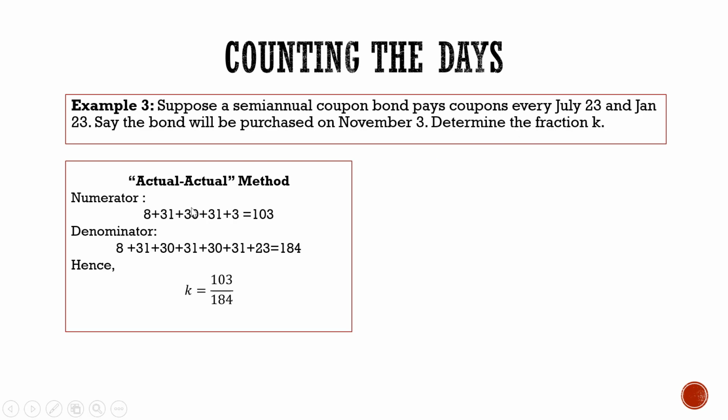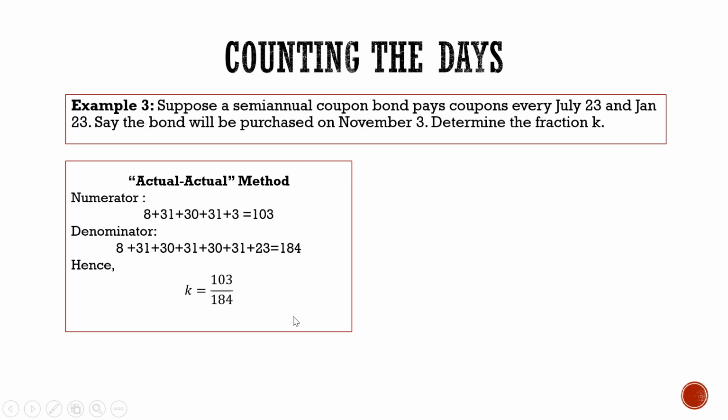from July 23rd to July 31st, we have 8 days. From July 31st to August 31st, we have 31 days. From August 31st to September 30th, we have 30 days, and so on until November 3rd. At the denominator, we calculate the number of days between July 23rd and January 23rd. Here we have to look at the month to determine how many days a month has. So K is 103 over 184.